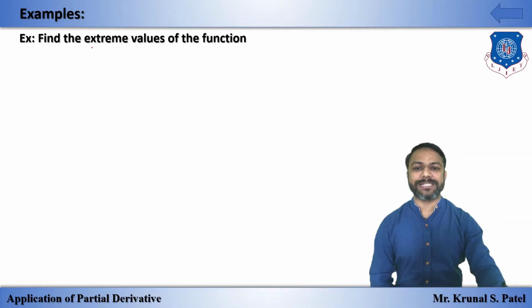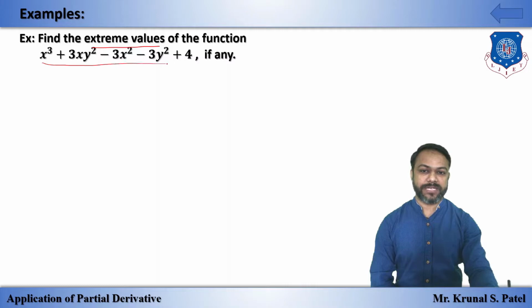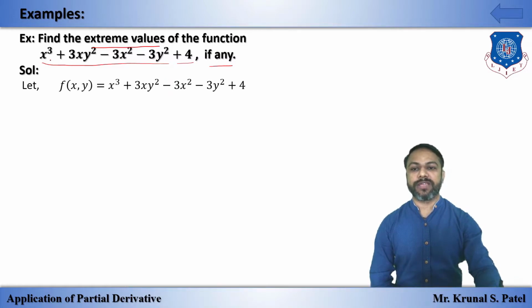So find the extreme values of the function. This function is given by this. If there are any extreme values, then we have to find whether that is a maximum or minimum value. So start with the solution. First we will write down the function. So we have the given function f of x comma y is equal to x cube plus 3xy square minus 3x square minus 3y square plus 4.